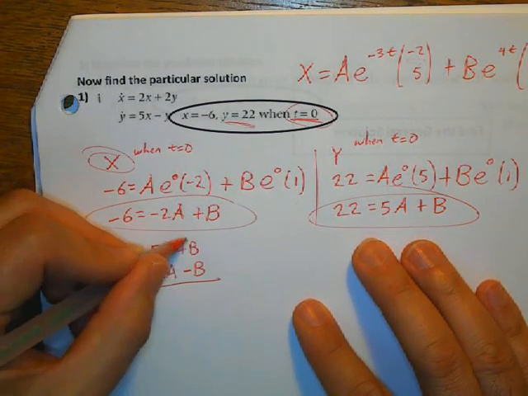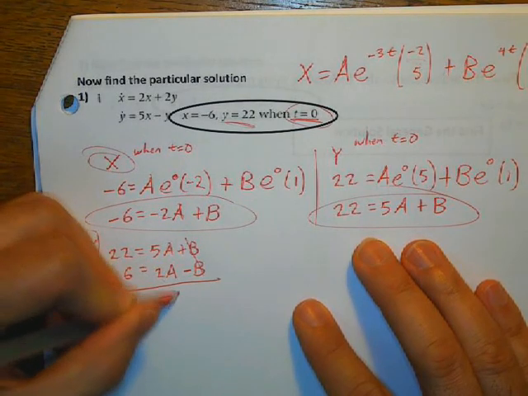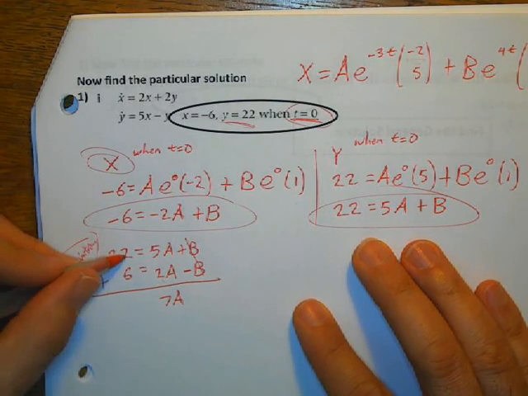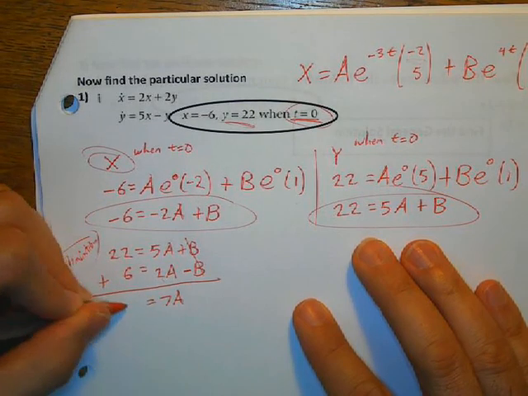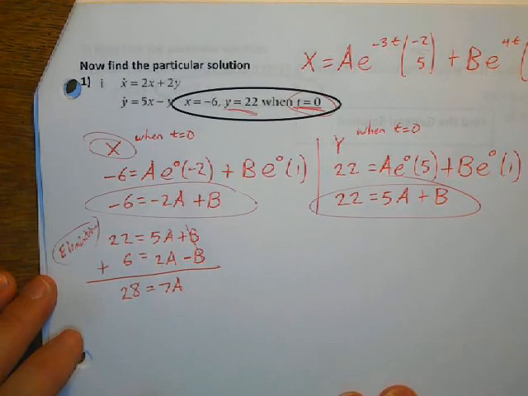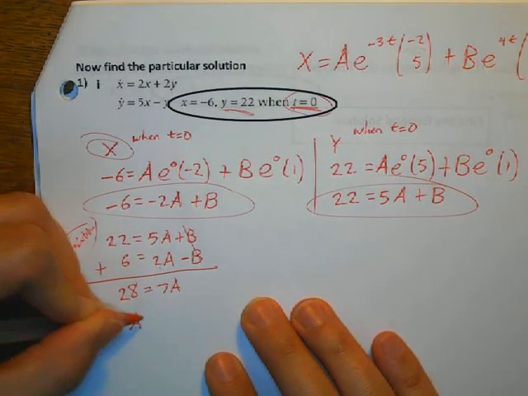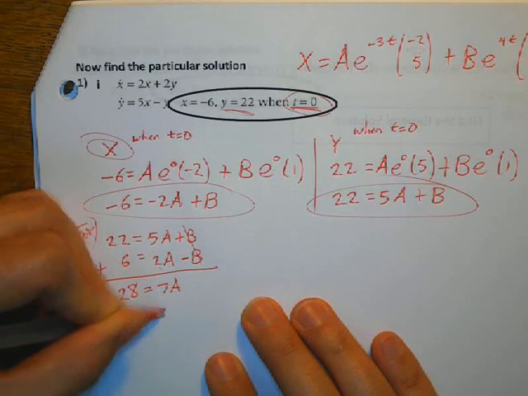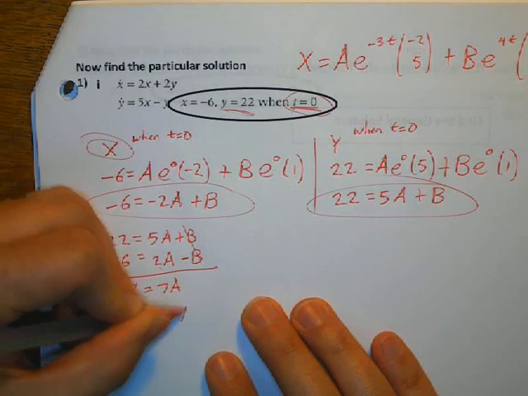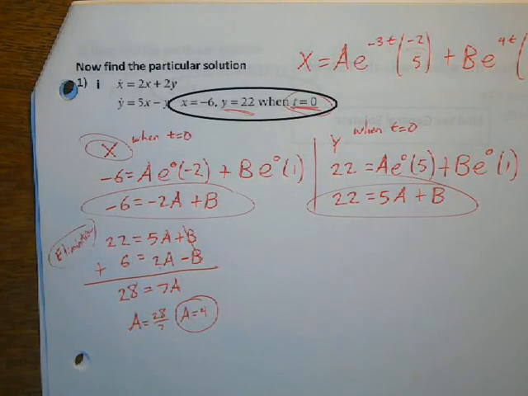B and negative b, that goes away. 5a and 2a gives me 7a. 22 and 6 gives me 28. Okay, so if I divide both sides by 7, a equals 4. Okay, so now we solve for b.